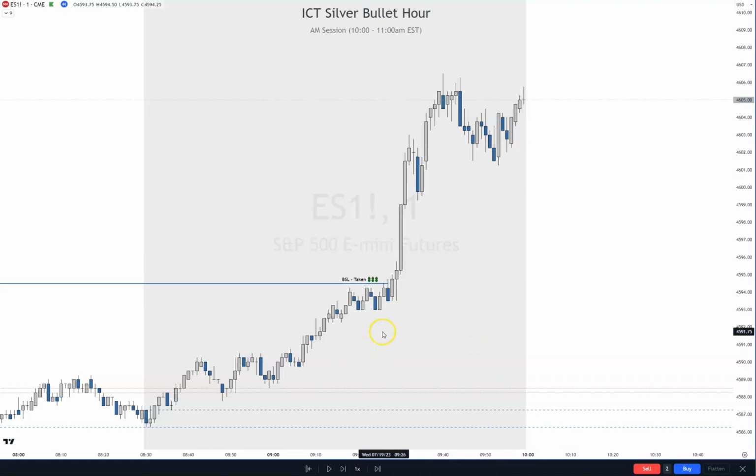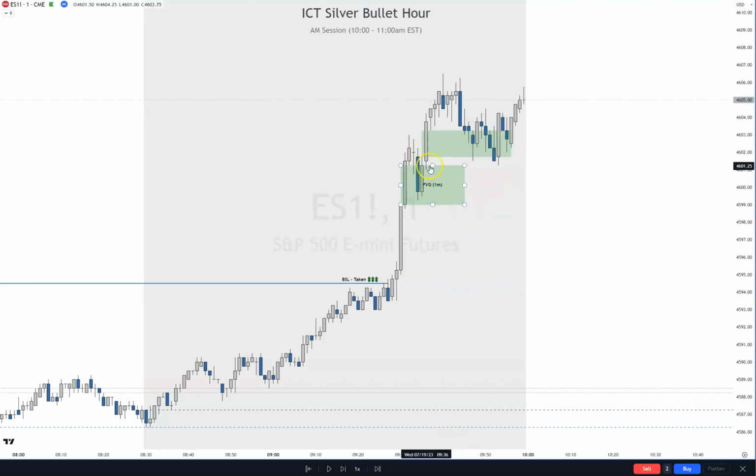So we start. It's not 9:30 yet. 9:30 starts and it just skyrockets higher, pushes aggressively higher, and you see a fair value gap right here. Okay, and you have another fair value gap right here. Let's mark that on the chart. Fair value gap right there.